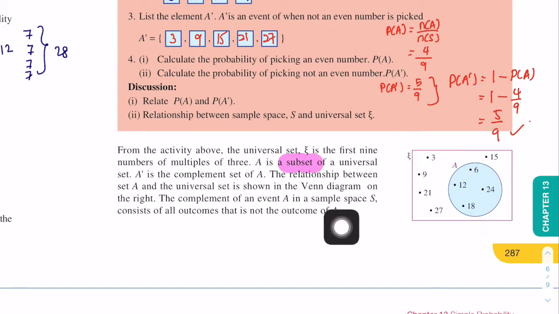And then A prime. A prime is the one that is not included in A. So you have 27, 21, 9, 3 and 15. The elements inside A, we call A. Other than A is A prime, or you can say the complement of event A.